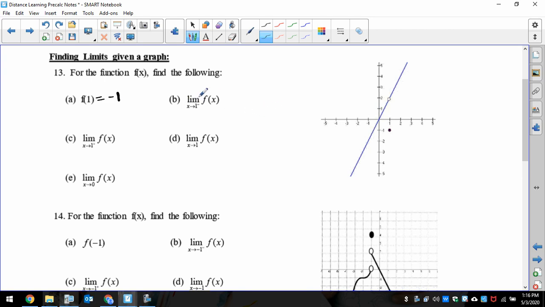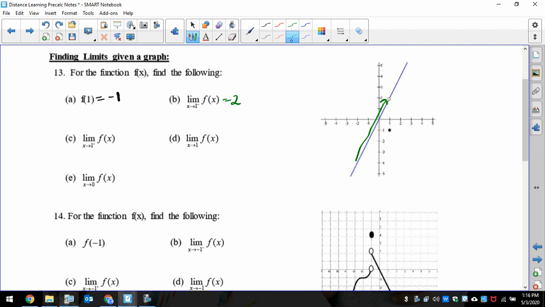Now, this is the limit going to 1 from the left. So coming from the left-hand side of the graph, we'll follow the graph. And you want to look at the y values. So what are the y values getting closer to as I approach 1 on the x-axis? Well, as I approach 1, coming from the left of 1, look at the y values on the graph, and they are getting closer to 2. So that's coming from the left.